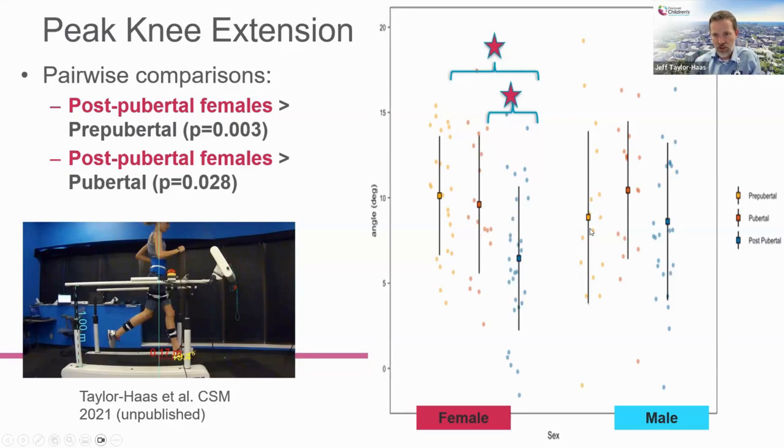In males, we don't really have any relationship at all. And we almost had a sex difference between our postpubertal females and our postpubertal males, although it was not statistically significant.